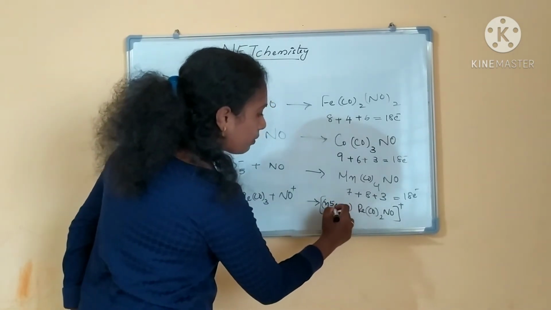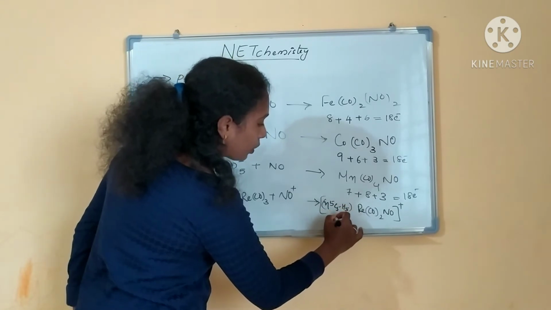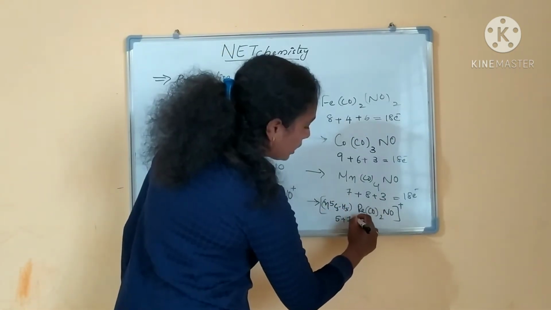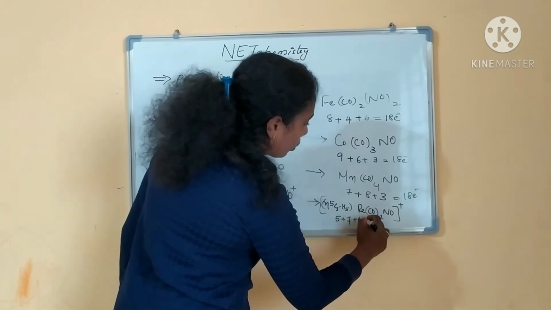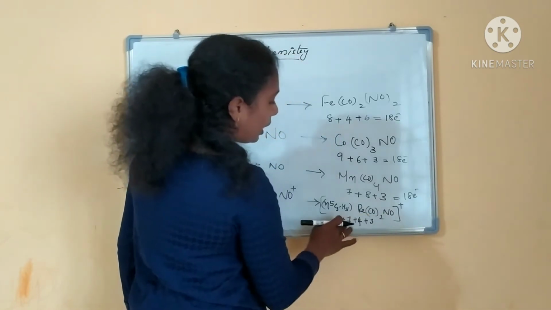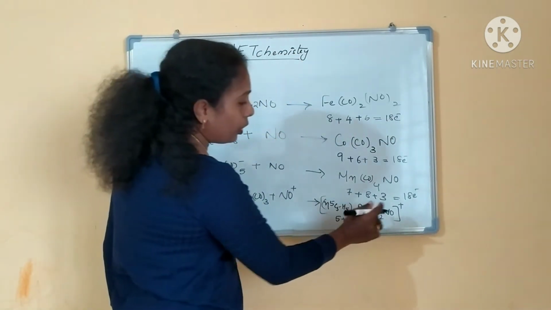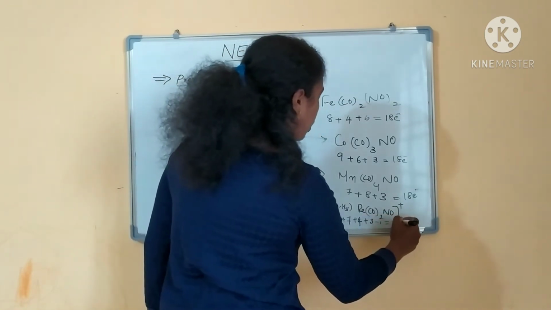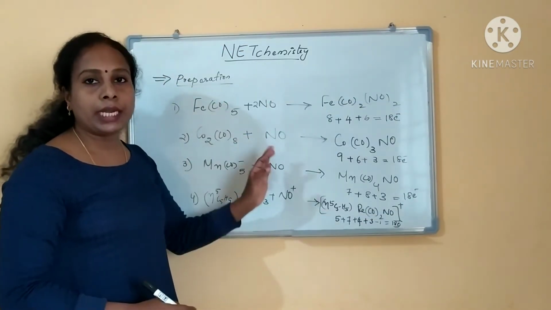How many electrons will it be donating? Eta 5 gives 5 electrons, right? Plus rhenium is 7 electrons, and CO2 will give 4 electrons, right? Nitrosyl will be a 3 electron donor, right? Then it will be 19 electrons, then the one positive charge you have to subtract, then it will be 18 electrons. So this is the way you have to prepare the nitrosyl complex.